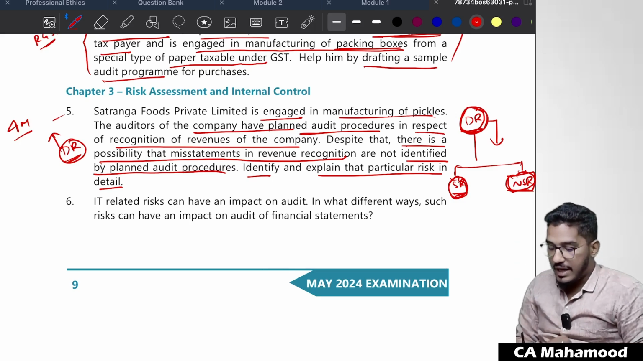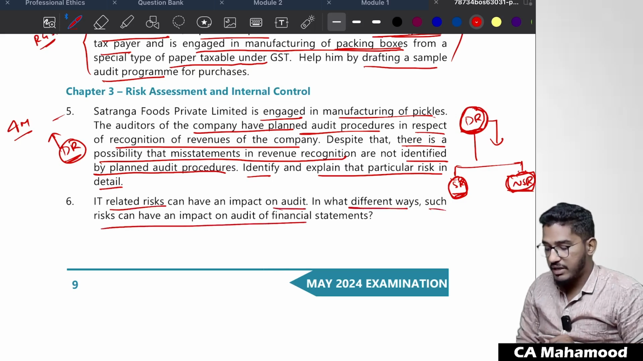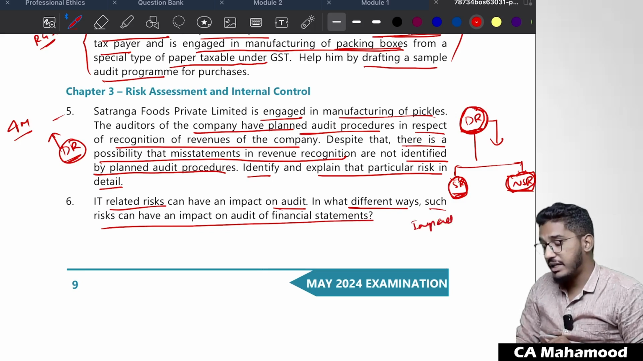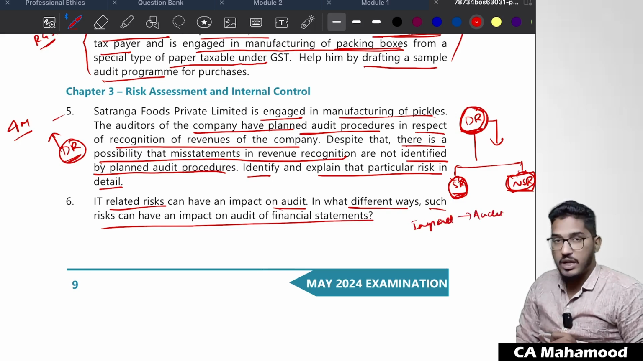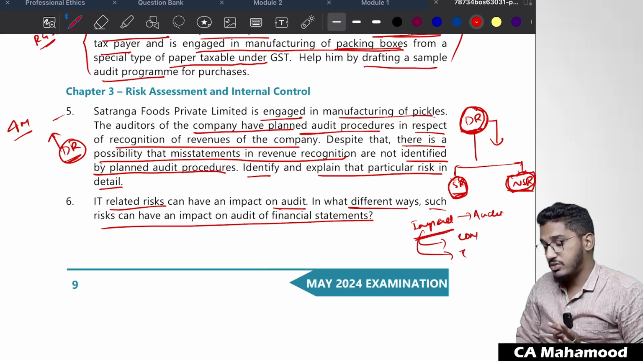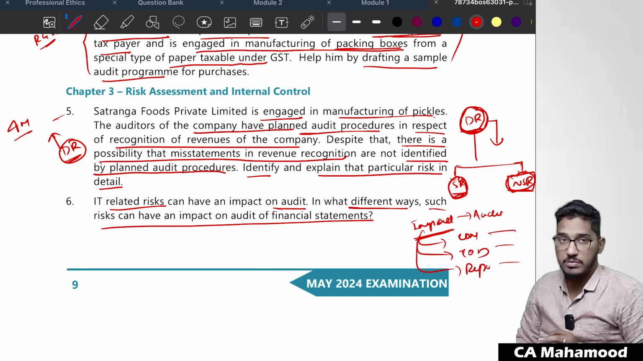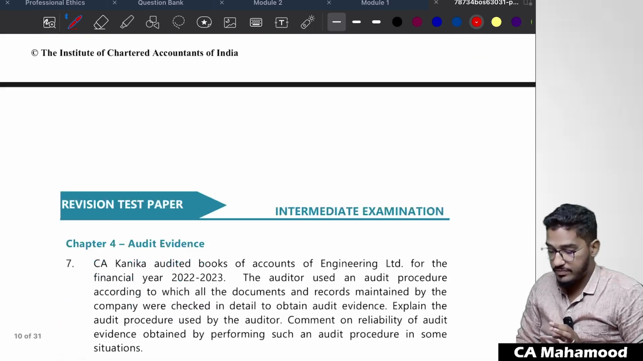Next one. IT related risk can have an impact on the audit. In what different ways can such risk have an impact on the audit of the financial statements? Nothing but impact of IT risk on audit. This is a question from audit in an automated environment. If the risks of IT are not mitigated, they will have an impact on the compliance procedures, on the test of details, and even on the reporting. So those 3 paragraphs are what you are required to reproduce.